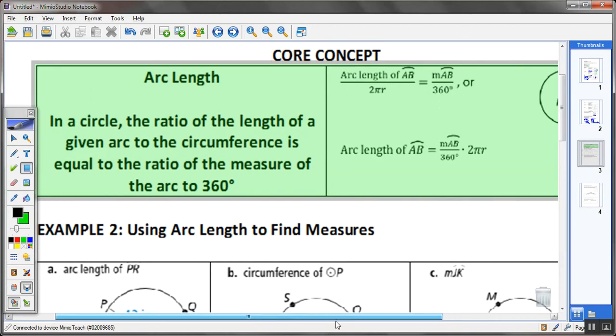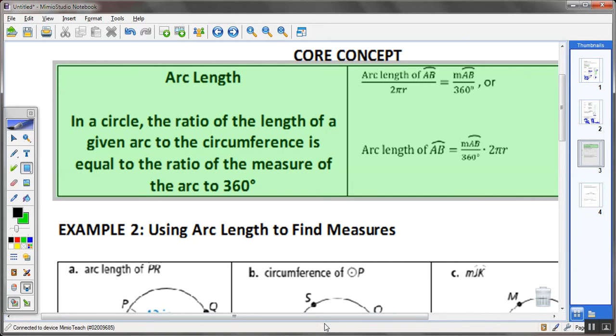Somebody want to read the core concept for me first? Go ahead, Keegan. In a circle, the ratio of the length of a given arc to the circumference is equal to the ratio of the measure of the arc to 360 degrees. Okay. So what they're saying is this, kids.